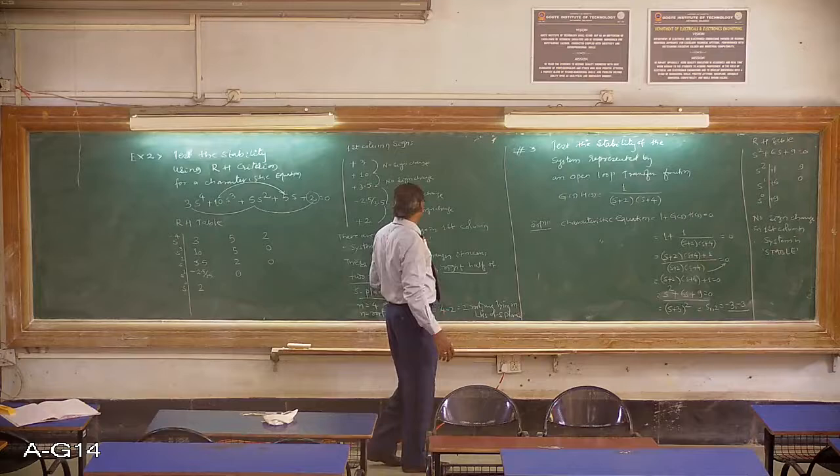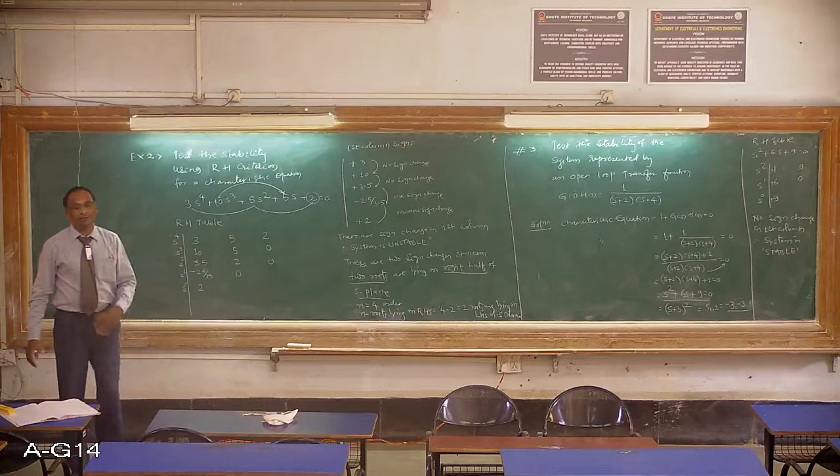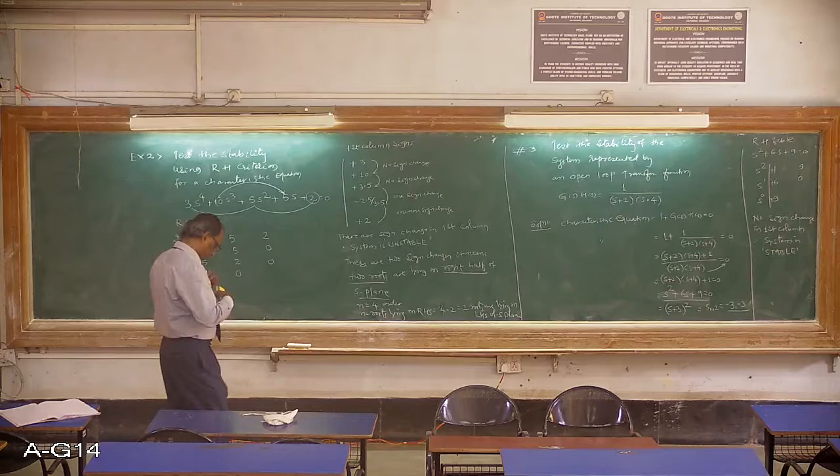So these are the three different numericals which I discussed. The first two correspond to the given characteristic equation. Usually the characteristic equation given will be minimum fourth order. Maximum it may be up to seventh order. In that case, you need to get the RH table and predict the stability of a given system.